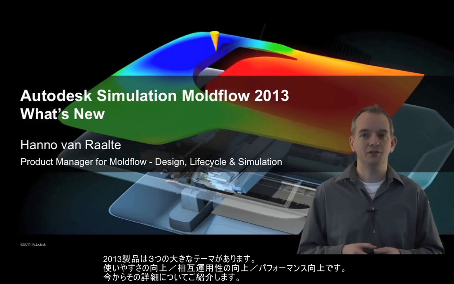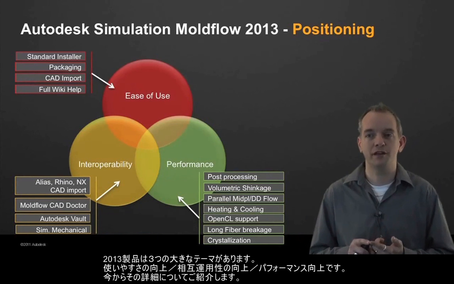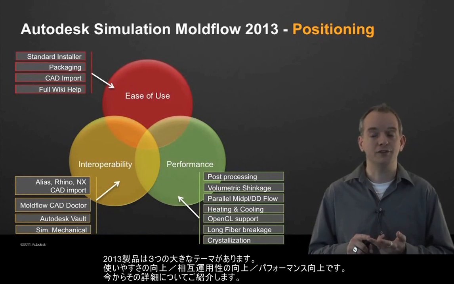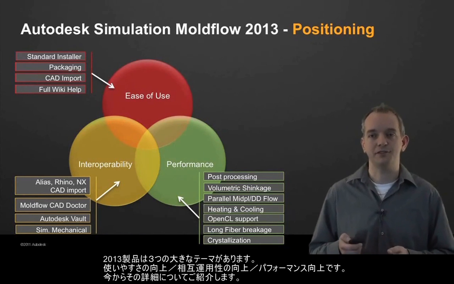When we developed our 2013 release, we basically created our product around three major themes: ease of use improvements, improved interoperability, and added performance to our software. So I'll be going through some of these in the next couple of minutes and touch upon most of these things during the presentation.